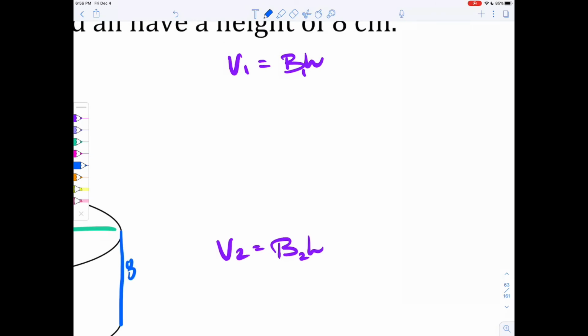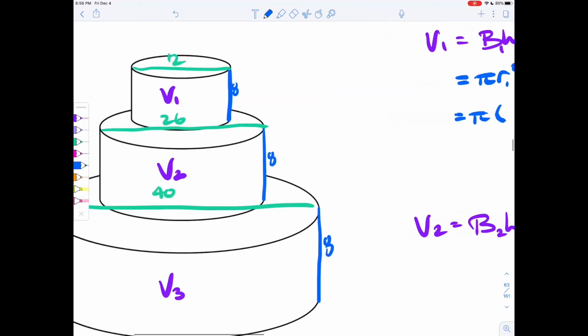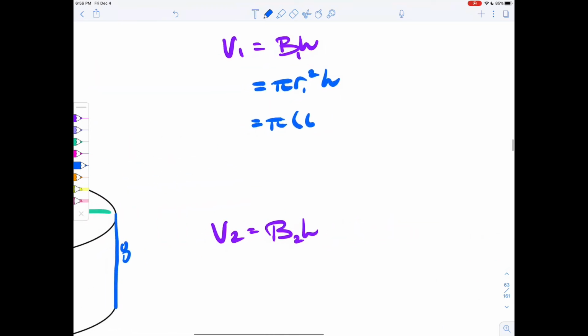Now I'm going to find this. So my first volume, base 1 is pi times the first radius squared times h. That first radius was, whoa, I don't have it. But diameter is 12, so the radius must be 6. And the height is 8. So for this whole thing, that gives me 288 pi centimeters cubed.